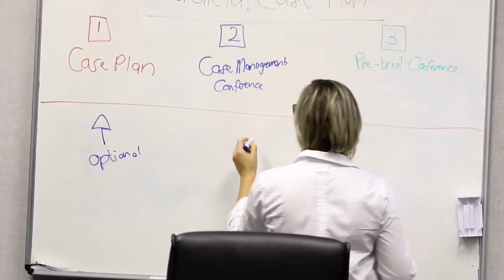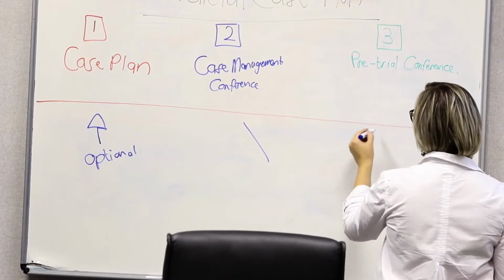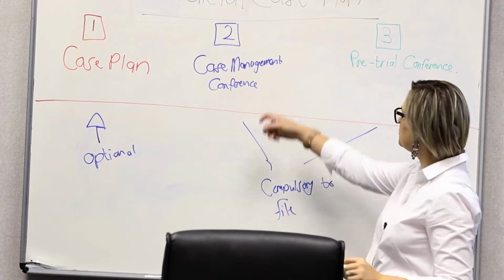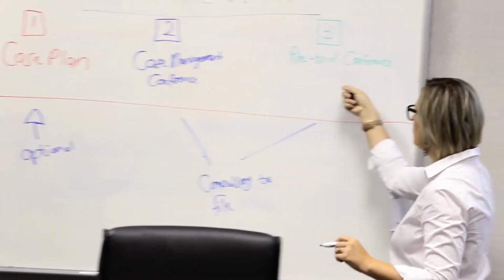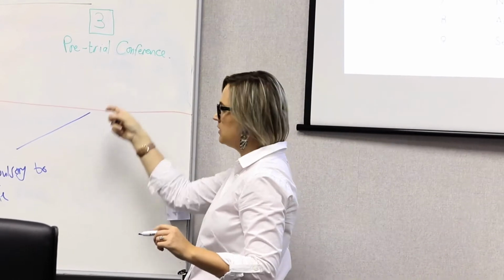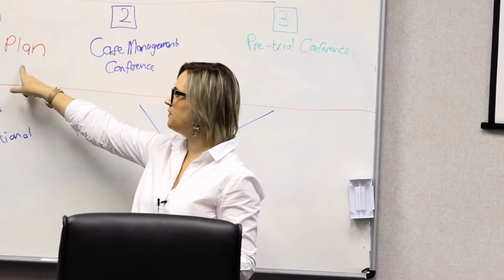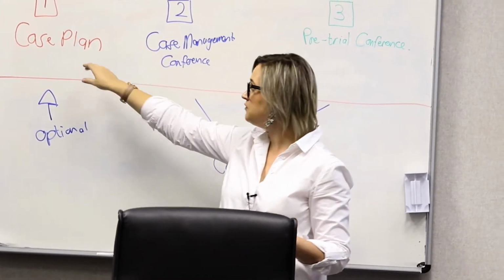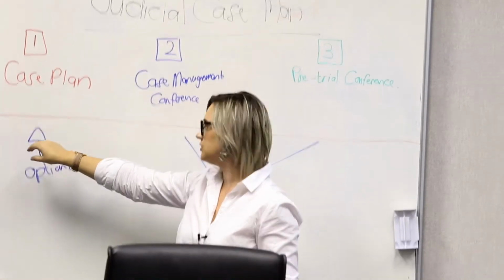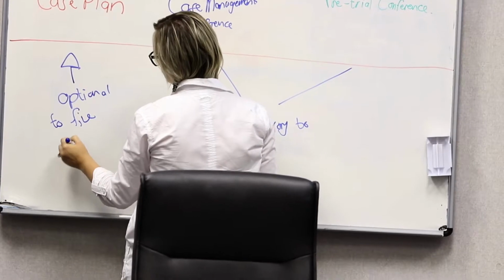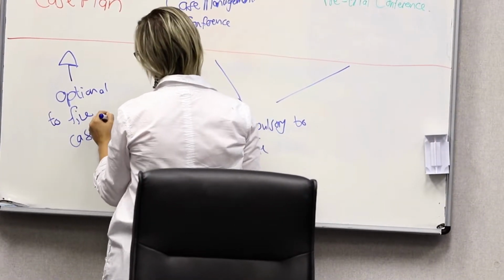So please bear in mind, although filing of a case plan is optional, for case management conference and for pre-trial, it is compulsory. Either your case management report or your draft pre-trial order. That's what they are termed. So you can't choose whether you want to file these. You can choose whether you want to file a case plan. So you have to attend the case planning conference, but you can choose whether you want to file a case plan. Okay.